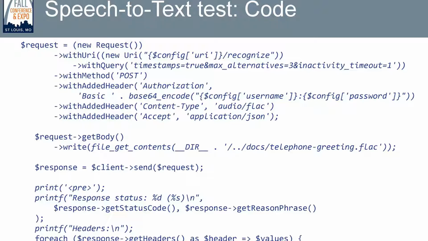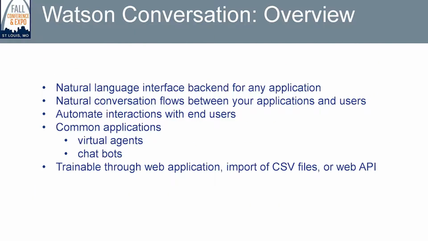I take that, I stuck it into the body of my request, sent the request. It came back with this. I printed this on the screen here when I actually ran it. And so just basically dumped the JSON description.